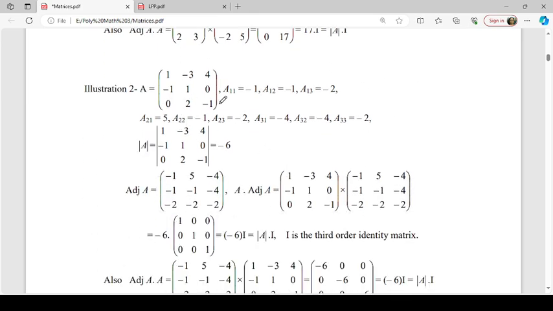So this is another example. These are the cofactors. So the cofactors are this. Then the adjoint of A is the transpose of the cofactor matrix. Then the determinant of A we are getting as minus 6, and we are getting this as this one.